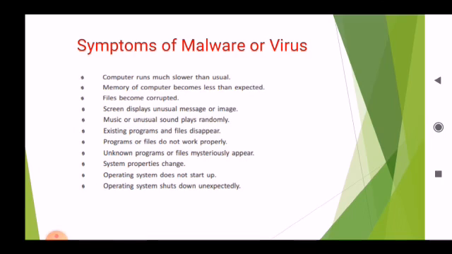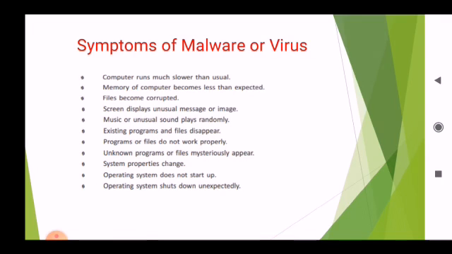Existing programs and files disappear. Programs or files do not work properly. Unknown programs or files mysteriously appear. System properties change. When the properties change by themselves, that means there is a virus in your system. All these are the symptoms from which you come to know that your system is infected.